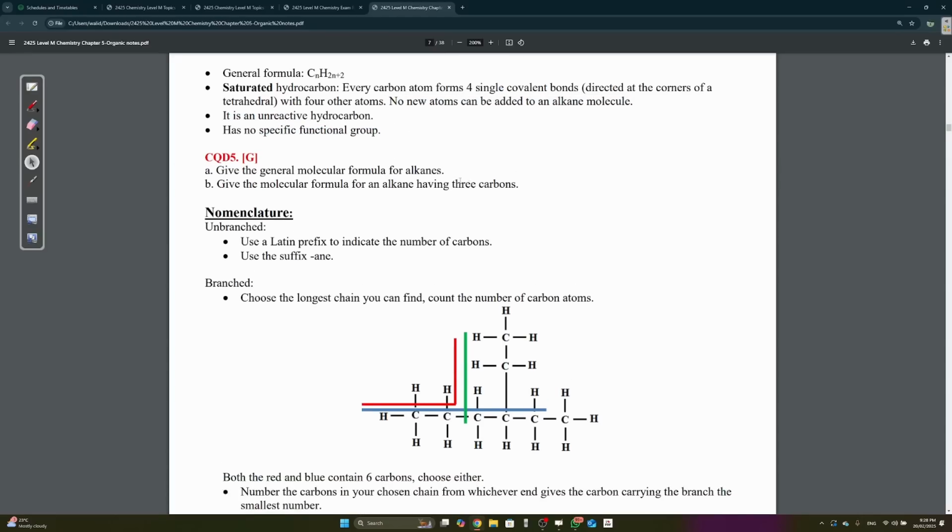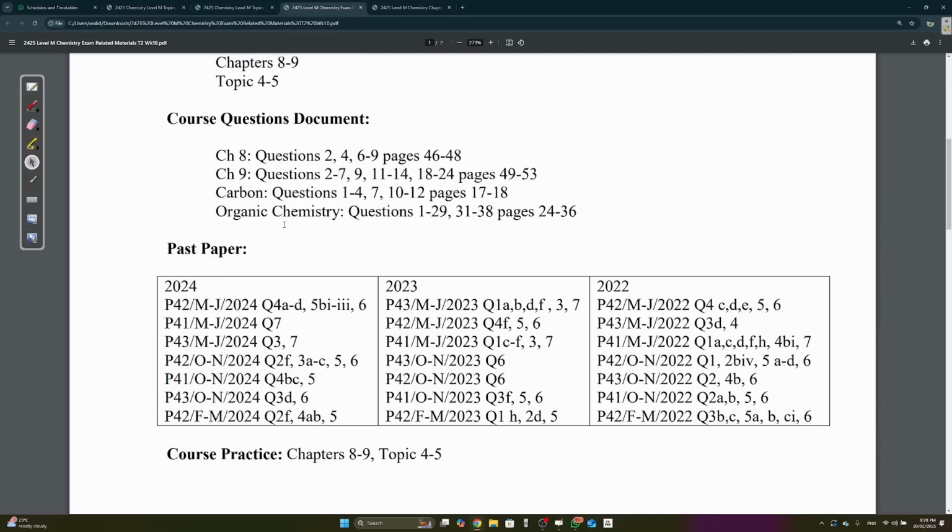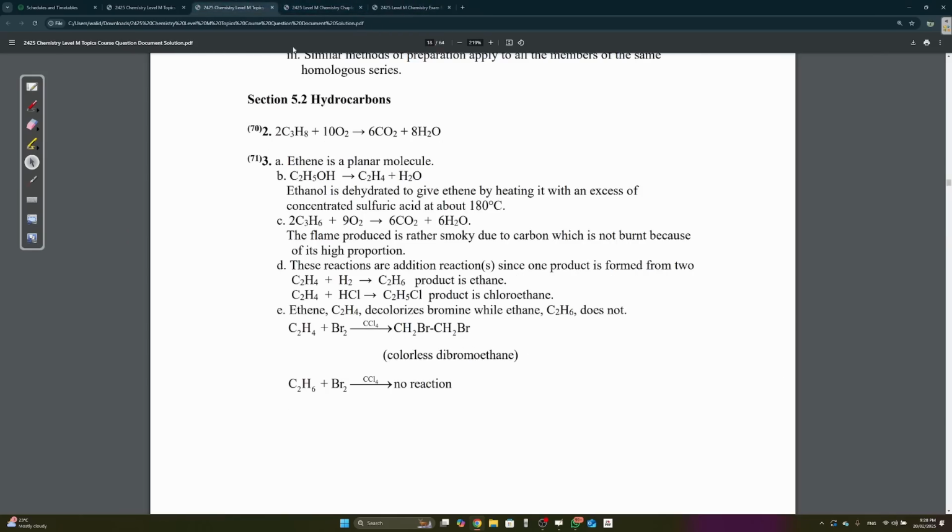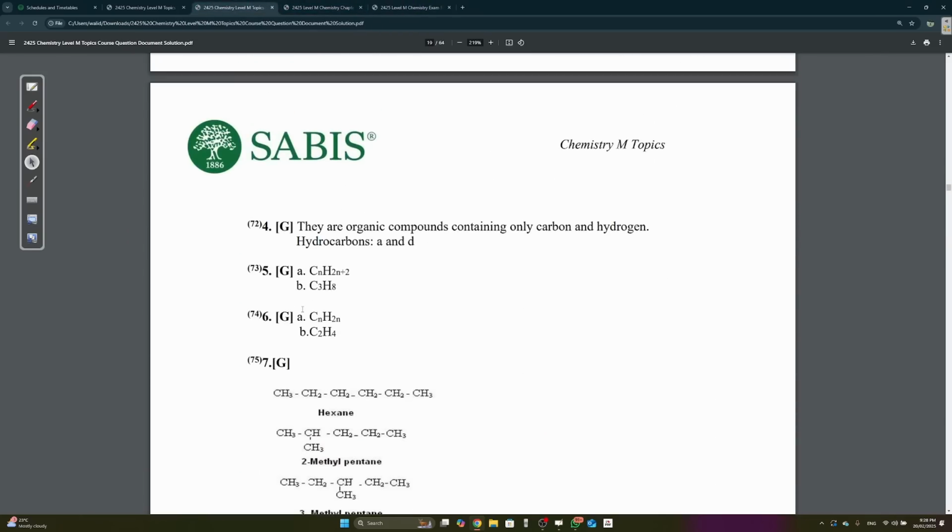Give the general molecular formula for alkanes and give the molecular formula for an alkane having 3 carbons. Alkanes, what are they? CnH2n plus 2. Having 3 carbons, just plug in 3 as n, so C3H8. Let's check the answer key. Question 5, over here.